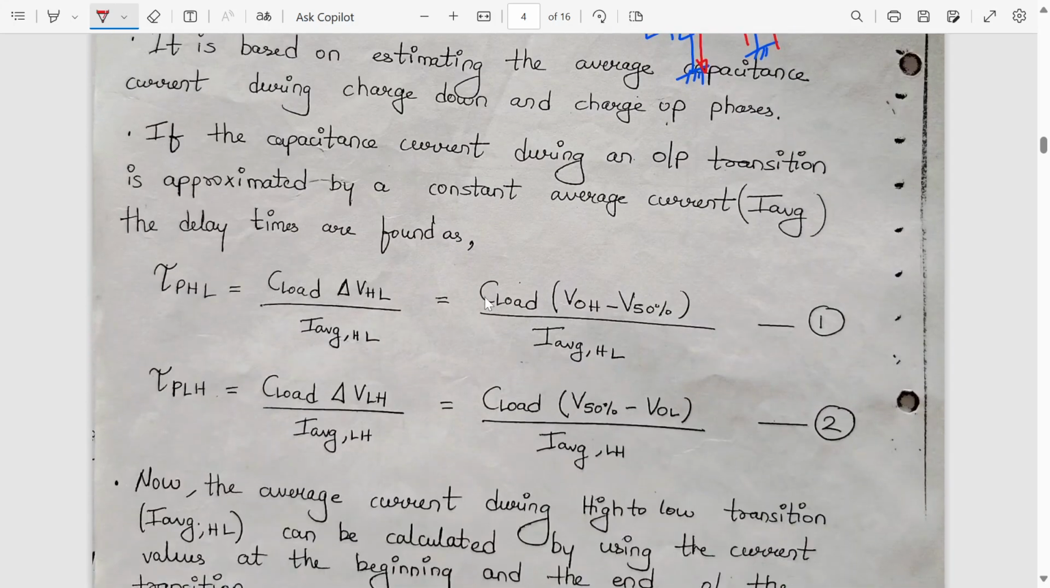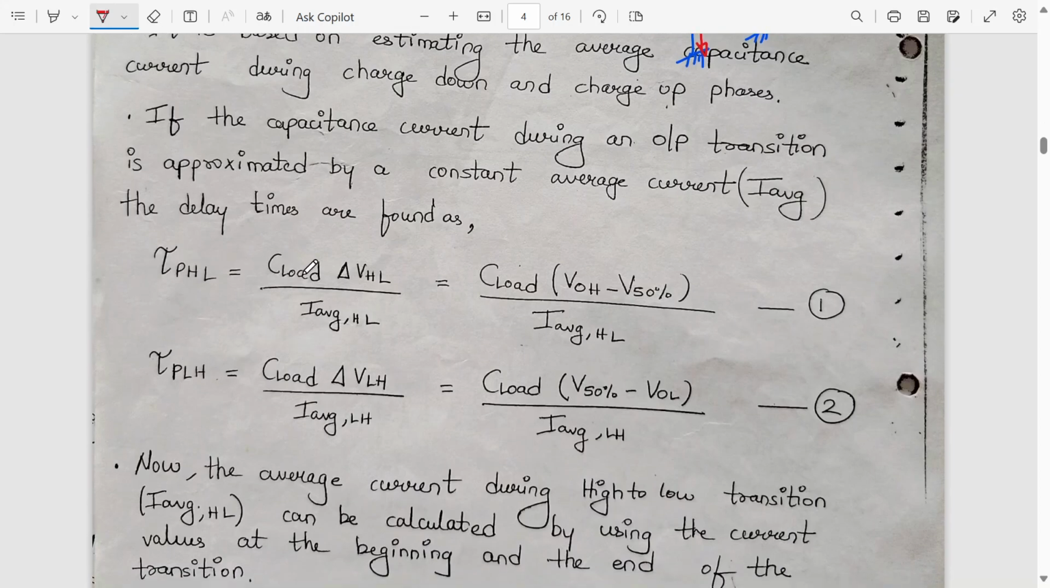If the capacitance current during an output transition is approximated by a constant average current, the delay time can be found as follows. tau PLH will be equal to C load into delta V high to low, that is the voltage changing from high to low, upon I average from high to low. This is assuming that the output transition is driven by a constant average current.